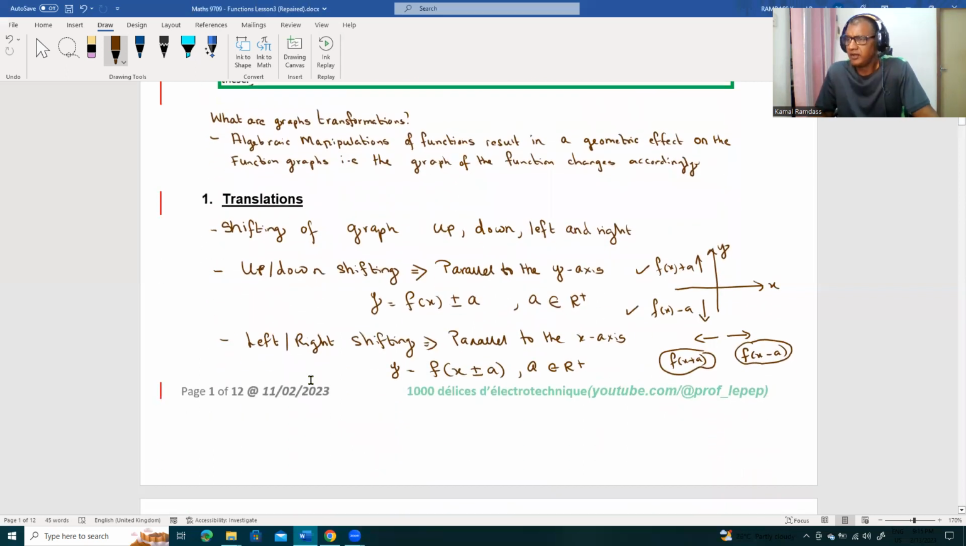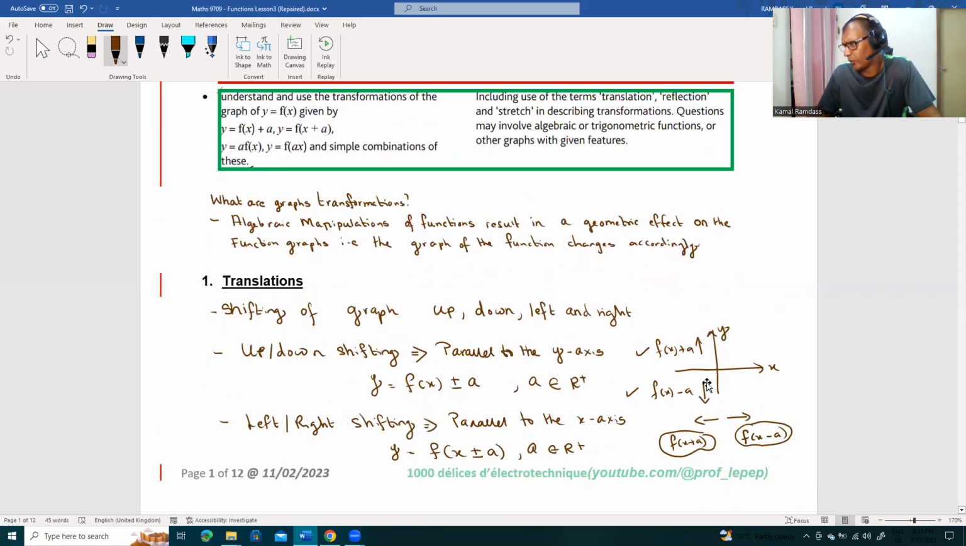Bon, première manipulation, c'est translation. Translation, c'est shifting of graph up, down, right, left. OK? Et nous avons up-down shifting, c'est-à-dire parallèle to the y-axis. OK? Et comment nous pouvons faire ça? C'est simplement nous ajoutons une constante ou bien nous retirons une constante, where a is a constant and a is an element of the set of positive real numbers.